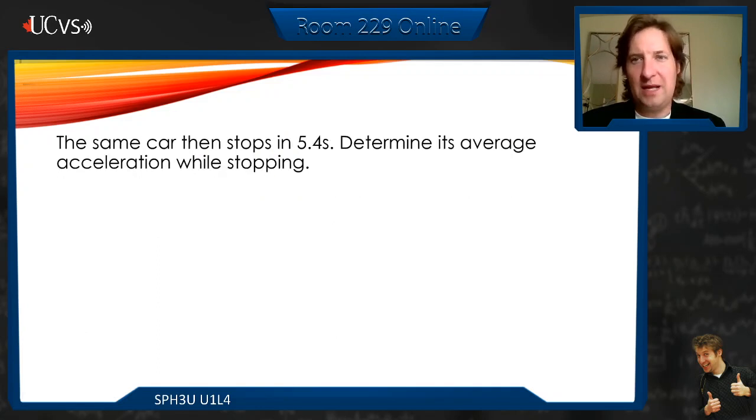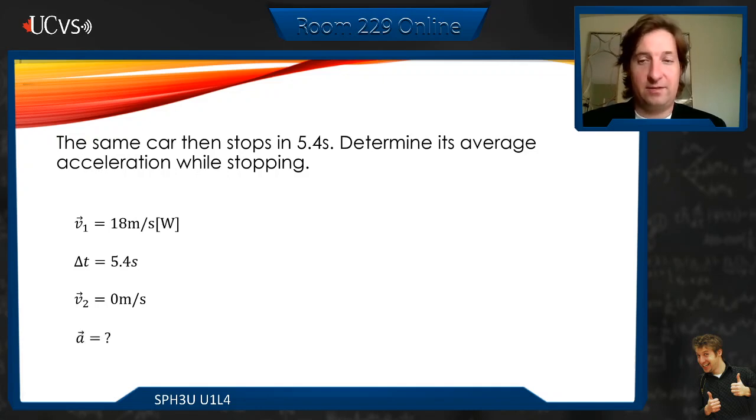Now, what about the other direction? What happens if we take that car, which we've sped up to 18 meters per second west, but now it has to stop? Instead of taking 6.2 seconds, it's going to take less time. It's going to take 5.4 seconds to stop. What's its acceleration now? In this case, it's a little bit backwards because it's starting off with a speed of 18 meters per second west. That's the v1. The time interval it takes to stop is 5.4 seconds. But this time, it's going to end up with a final velocity of v2, which is 0. And then we're asked again to find the acceleration.